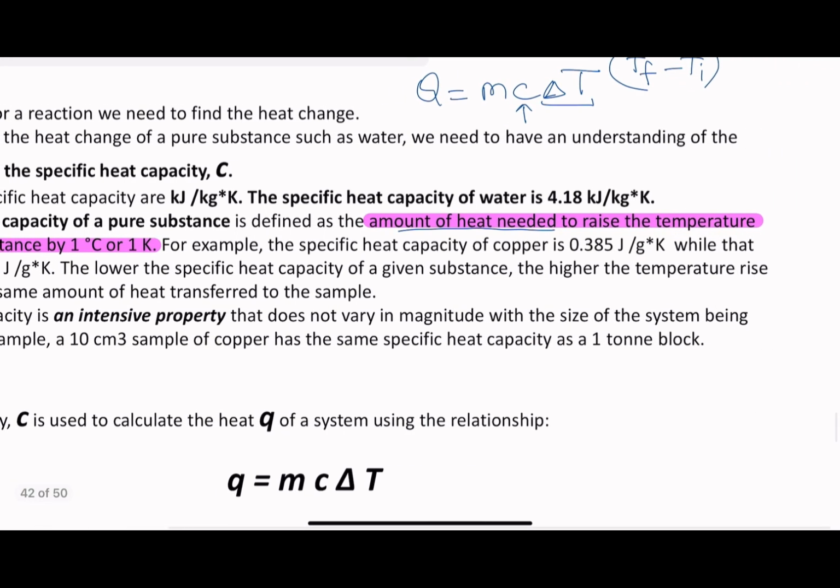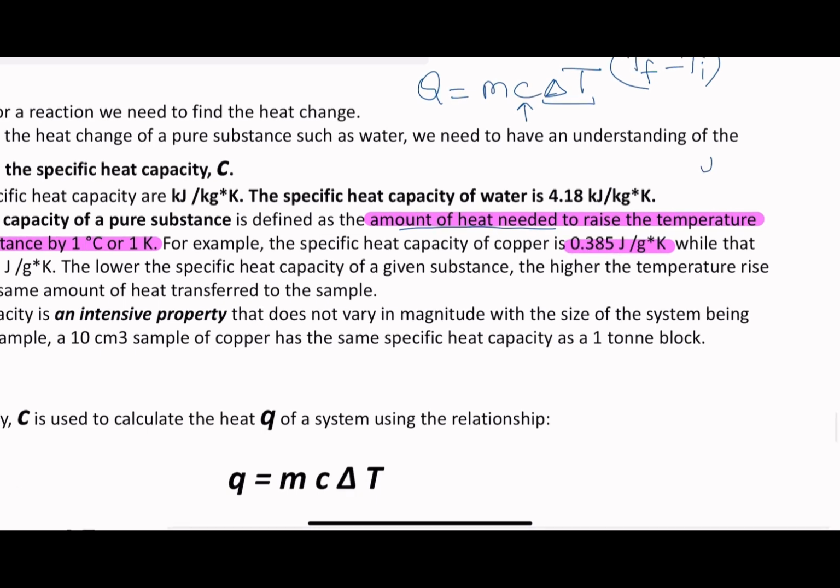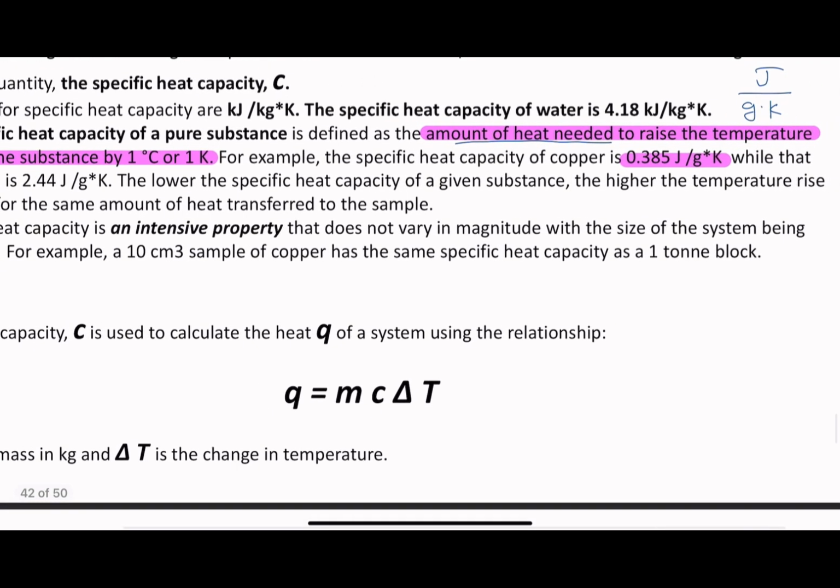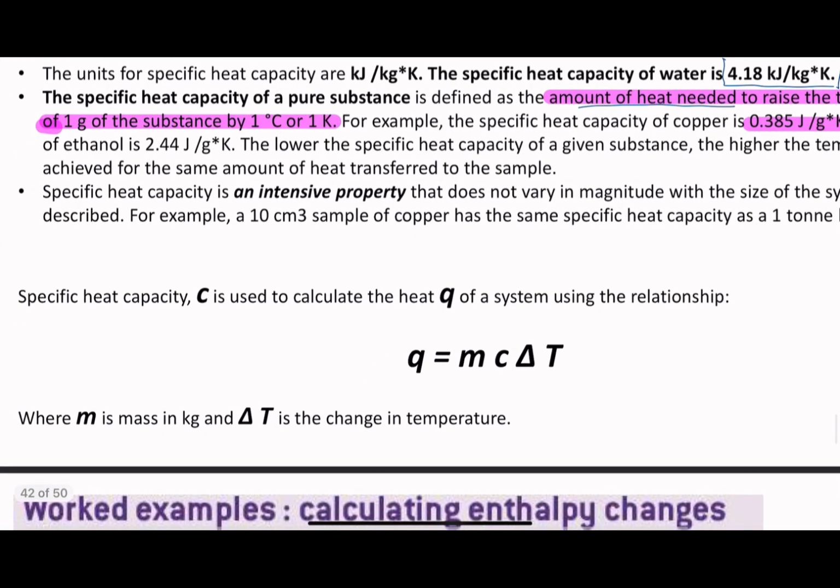For example, the specific heat capacity of copper is this much. As you see, the unit is joule per gram times Kelvin or Celsius, doesn't matter. So different materials have different specific heat capacities. You need to know this. For example, in our lab, we did provide you those values. And for water, you need to actually know this by heart. It is 4.18 kilojoule divided by kilogram multiplied by Kelvin.